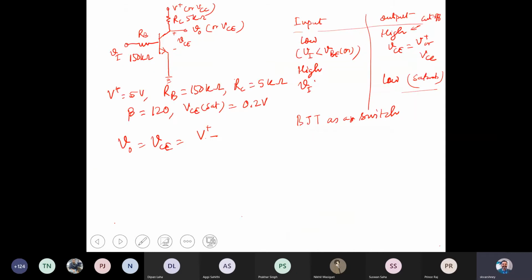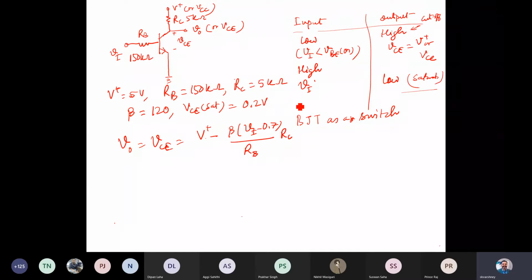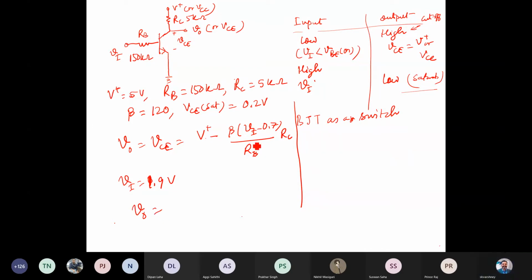So if we just plug in these numbers, VI minus 0.7 divided by RB, and this is RC. If I take VI, what number did we get? 1.9 volt, because the saturation voltage is given, so your minimum limit is given and we can find the input voltage. So considering VI as 1.9 volt, you will see that V naught is here what we have. Okay, thus we got it for the saturation.